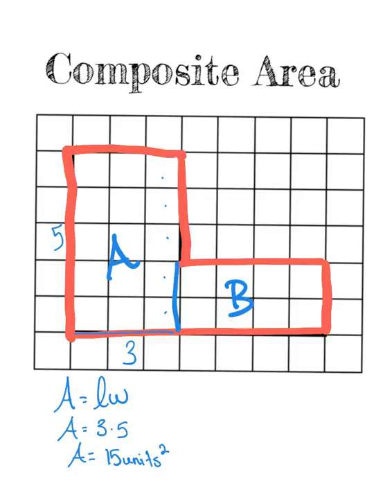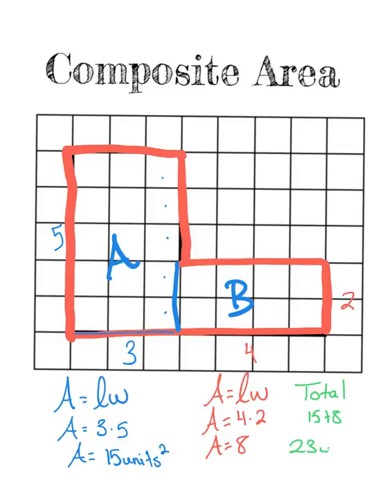So now if I look at B, we're still using area equals length times width. But our length this time is going to be 4, and our width is 2. So area equals 4 times 2. So that would give me 8. So my total area would be 15 plus 8, which is 23 units squared.